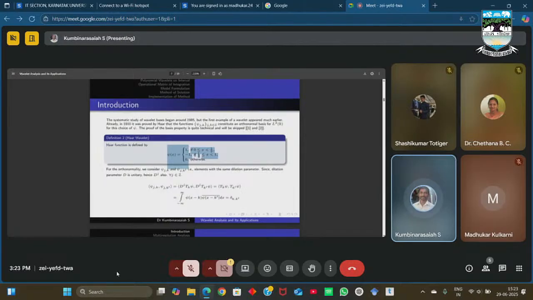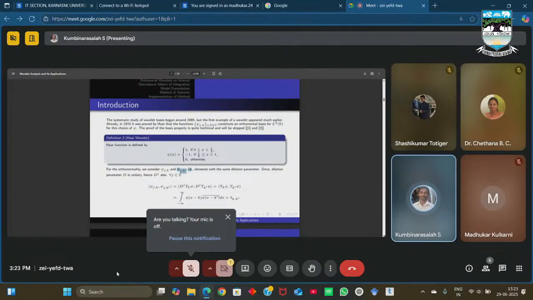Let me check how the orthonormality works. For that, I have considered two functions, let's say psi_jk and psi_jk', the two functions which are generated by psi of x. Now I take an inner product, because for orthonormality I should take the inner product. As the usual procedure, I have considered the inner product of these two functions by using D^j and T_k, which are operators on psi. Because D is unitary, its power is also always unitary. In functional analysis we know what is meant by unitary.